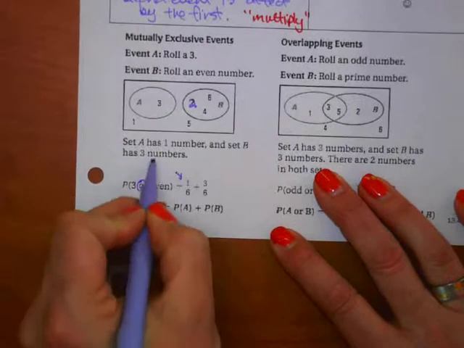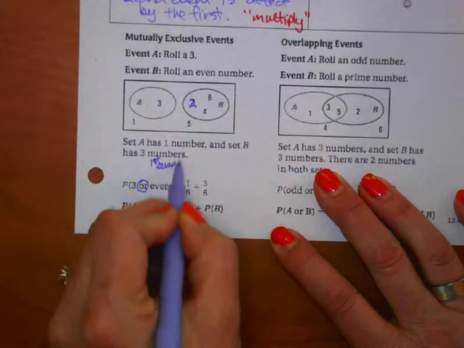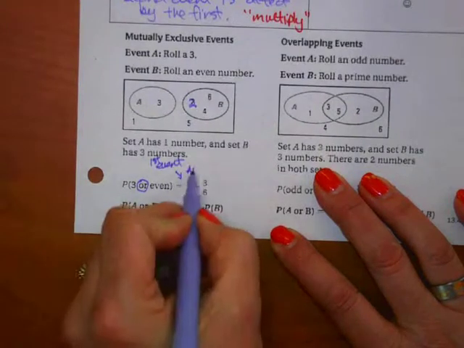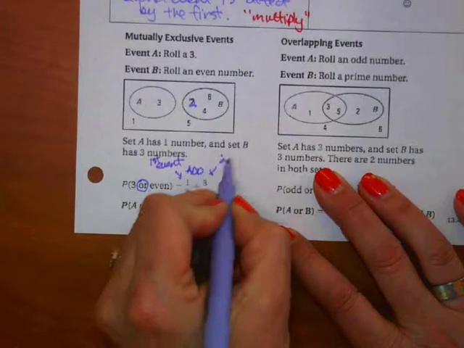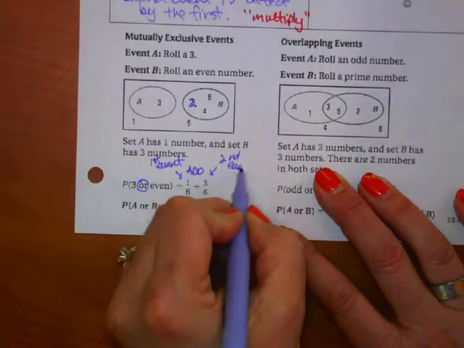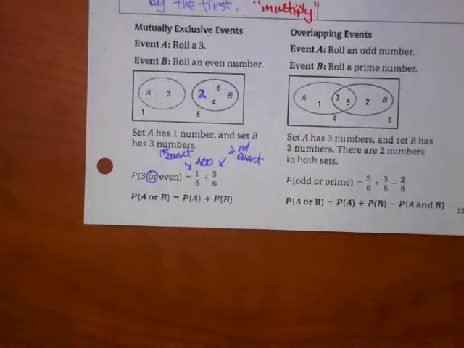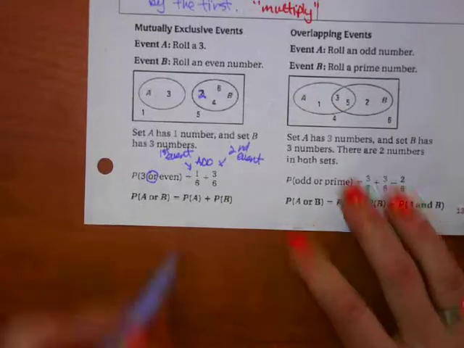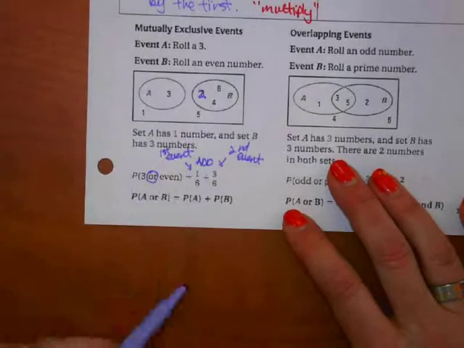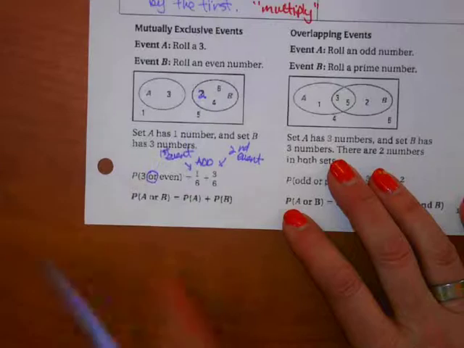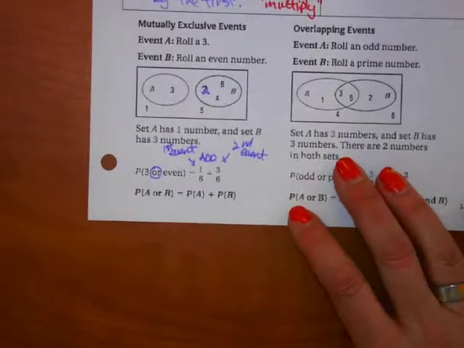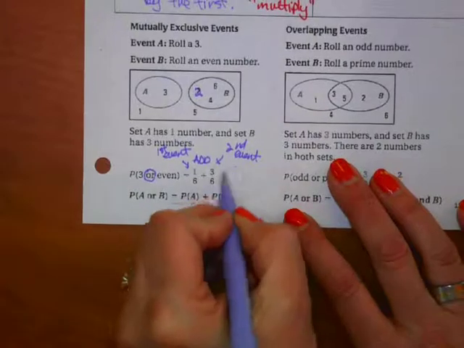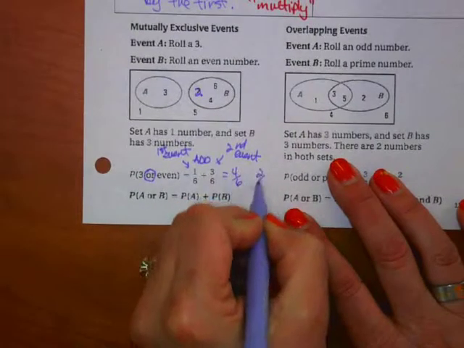So this is your first event. And then you add to it the probability of your second event. We're not doing them all together. It's two separate things we're doing here. So that means we just add the two probabilities together. This is a 1 out of 6 pulling a 3, and a 3 out of 6 pulling an even number, or rolling an even number. There's 3 even numbers there. So we add them together, and it would equal 4 out of 6, which is 2/3.